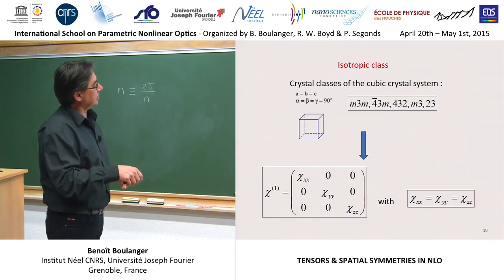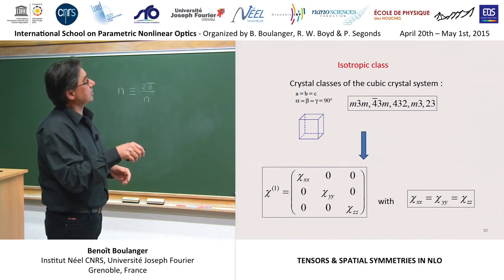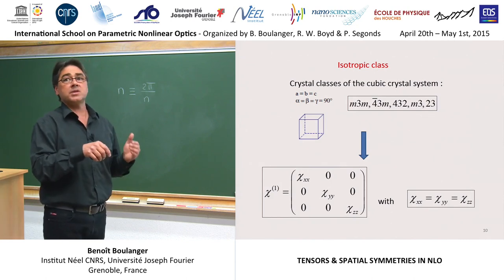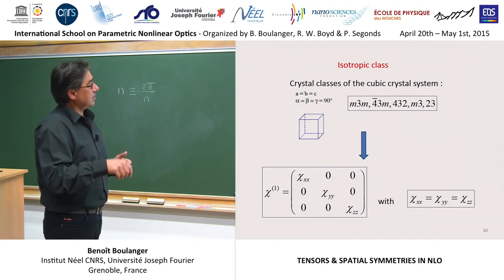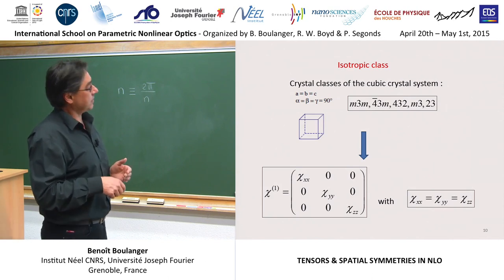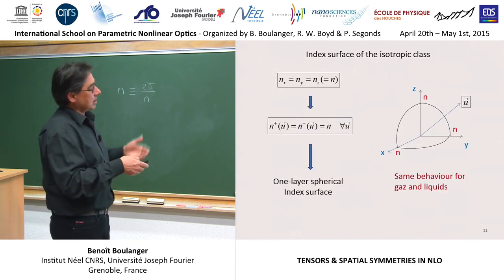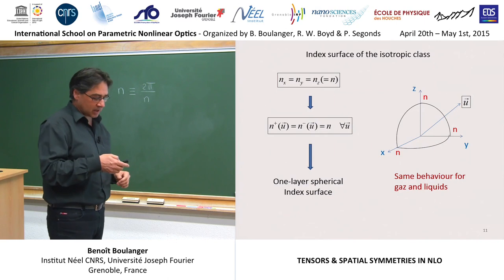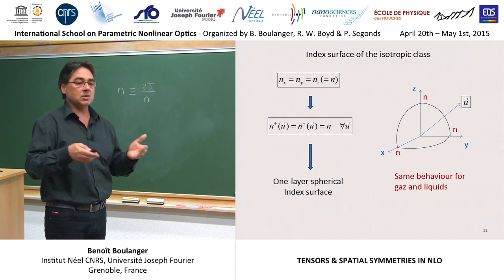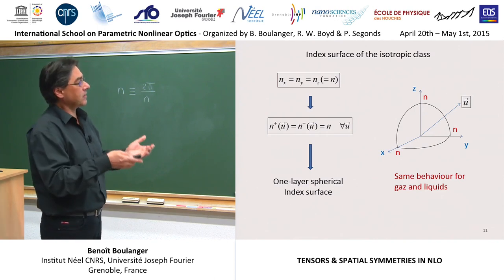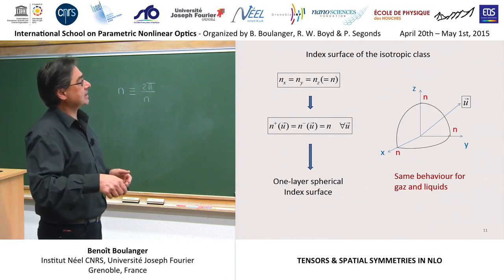So as we saw yesterday, the isotropic class corresponds to the 5 cubic crystal classes, these 5 ones. And for them, the three elements of the chi1 tensor are equal. And it's the same slide as yesterday. We saw that the corresponding index surface is a one-layer sphere. And it's exactly the same for glass, gas, and liquids.